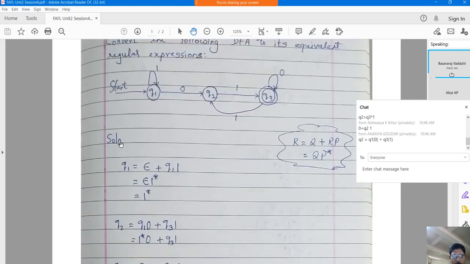The most important thing here is that Q2 has two incoming arrows: one from Q1 on 0 and the other from Q3 on 1. Therefore, the formula for Q2 is Q1 0 plus Q3 1. Q1 0 is replaced by 1 star 0, because the Q1 formula we already got is 1 star. Q3 1 I include as it is. Any doubt at this point corresponding to the formula for Q2?